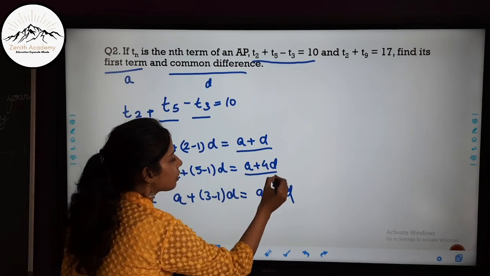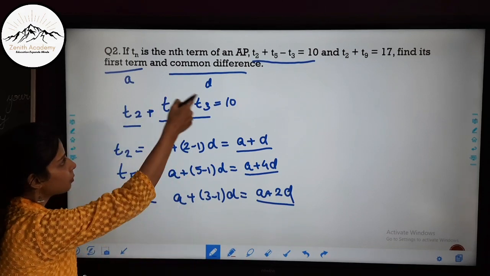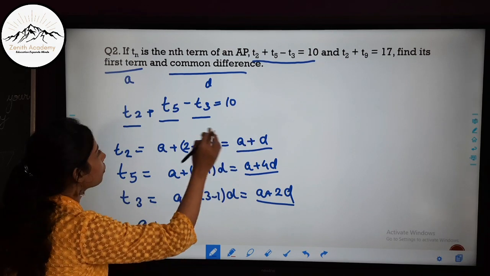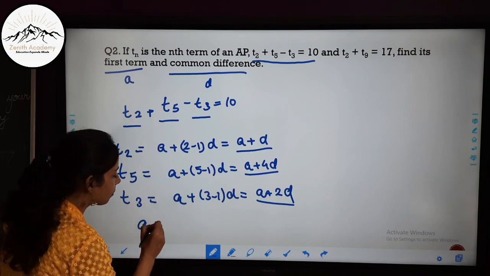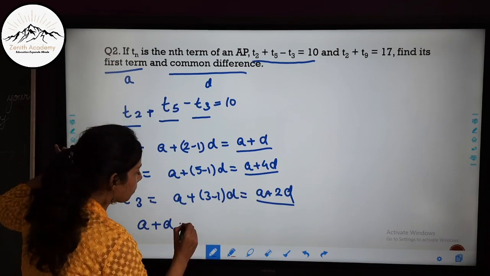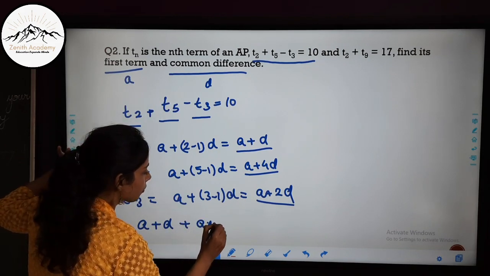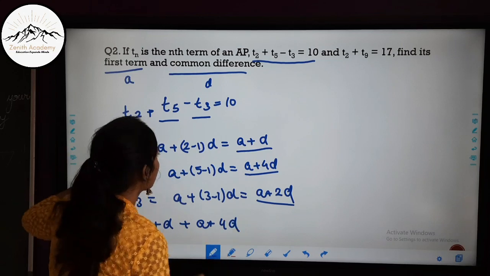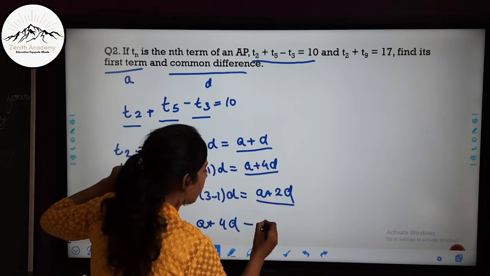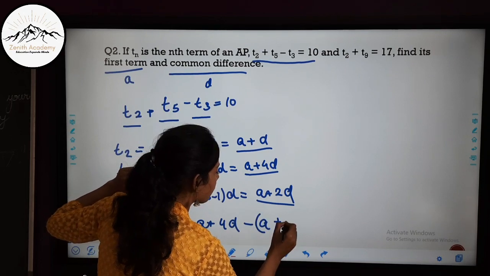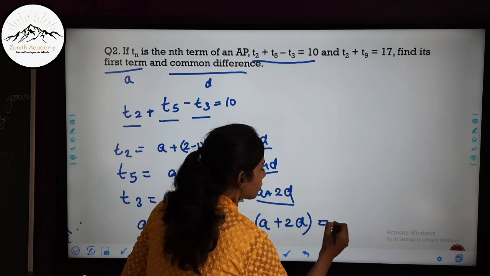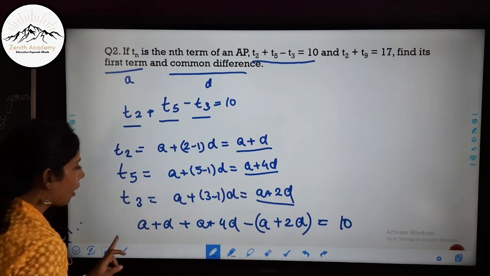We have written this equation in the form of A and D. We'll put these terms in this equation. So our first term is term 2, that is A plus D, plus the fifth term, which is A plus 4D, minus this term A plus 2D, will give us 10.